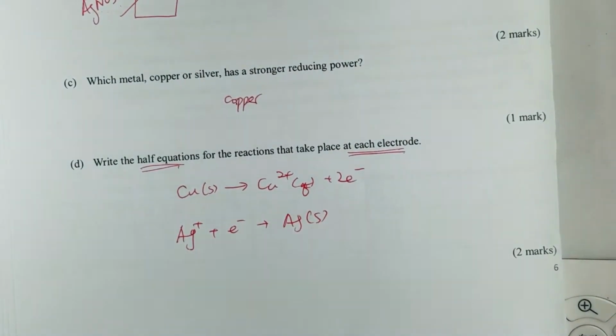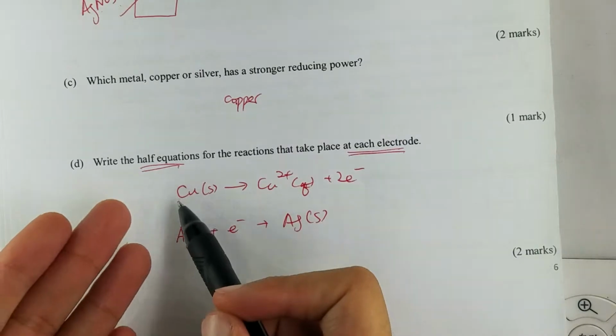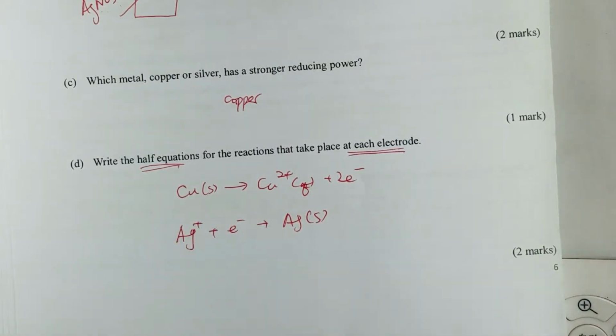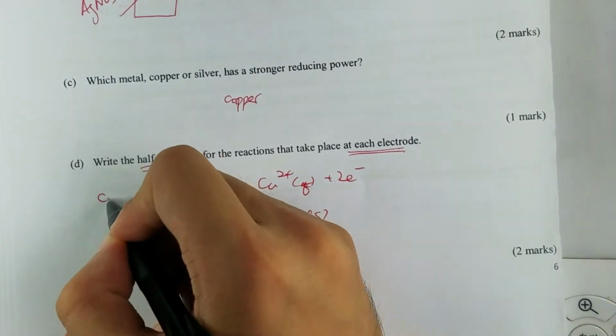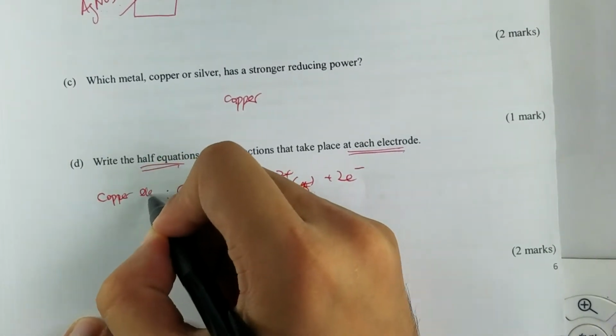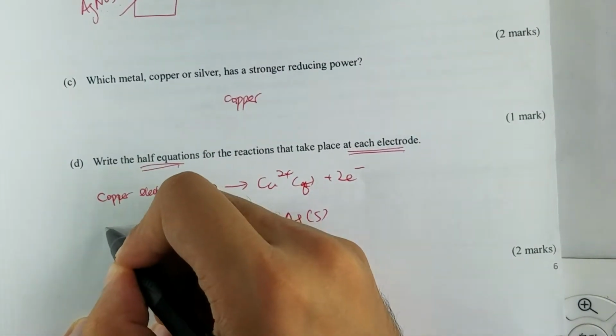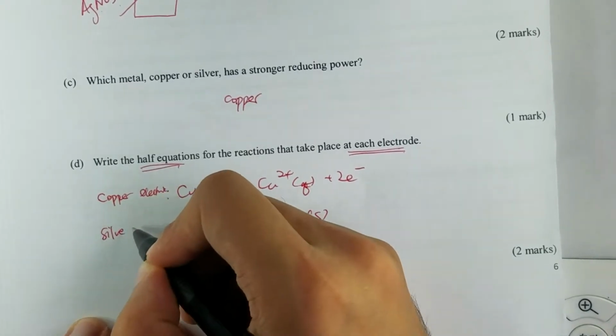Now what is missing in this answer? For those students who wrote like this, I just give you maximum 1 mark. I don't even know which electrode it is taking place in. So you have to write down, okay, this one is happening at the copper electrode, and this one is happening in the silver electrode.